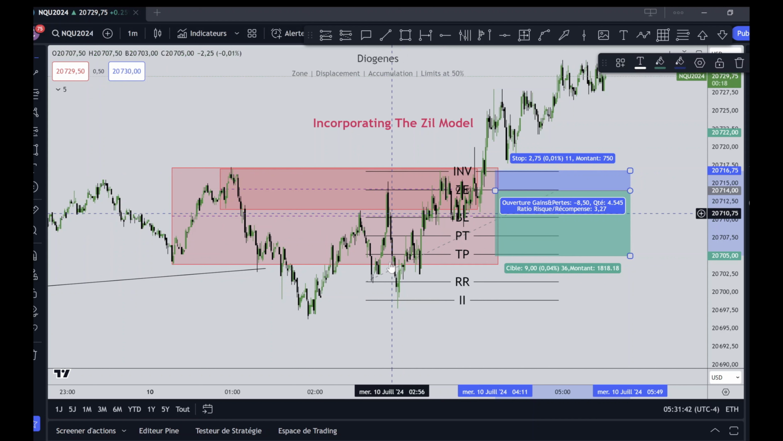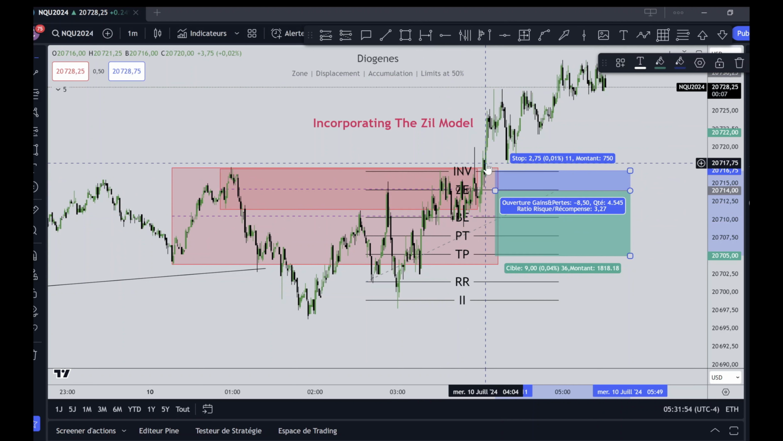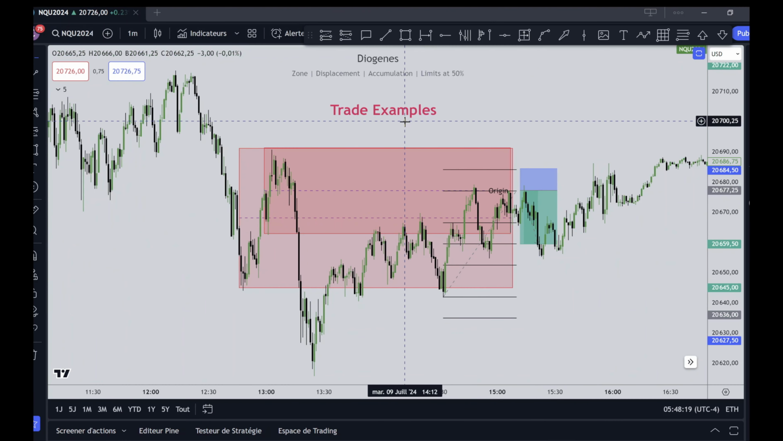So by aligning our entries with the retracement levels, we can more confidently capture the beginning of strong moves while maintaining strict risk management. This added layer of precision given by Dave is what elevates our strategy to the A++ level. Let's move on to some trade examples I took.